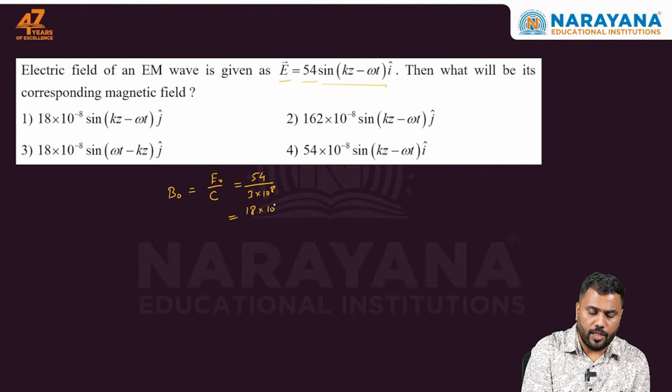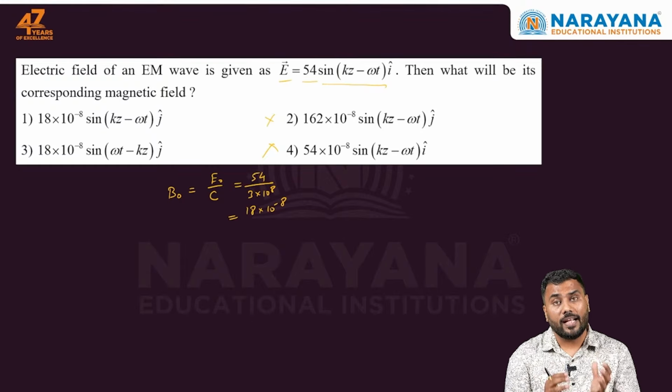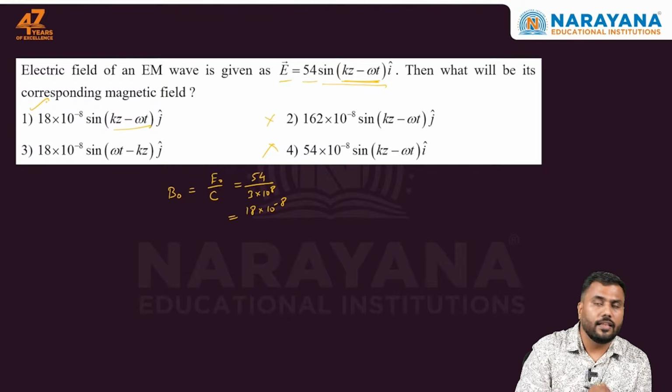So, the numerical value of the magnetic field has to be 18 into 10 power minus 8, that is not in option 2 and option 4. Two options are there which can be correct. But the electric field and magnetic field have the same phase. The electric field wave here has phase of kz minus omega t. So, I should have the same phase here. So, just by looking at this I can get the answer is 1.